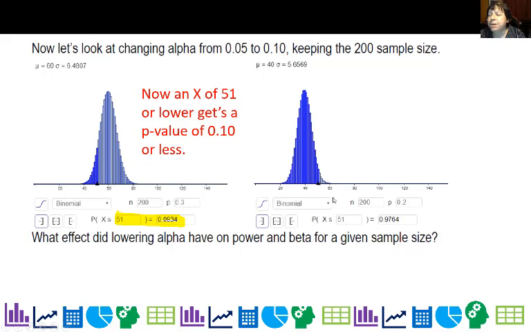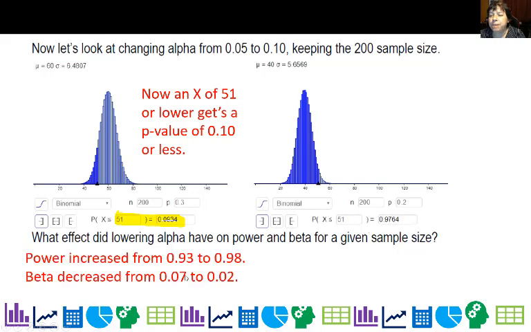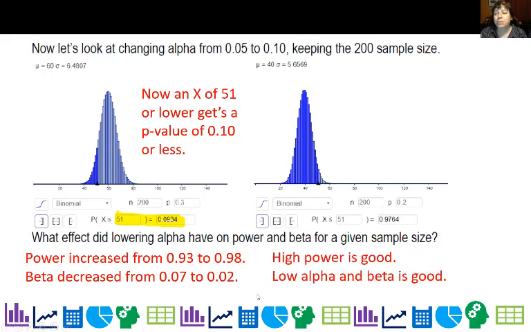Then when I go over here and ask, if x is less than or equal to 51, how much of the true population is that, well, it's 97%. So power, almost 98 actually. So power increased from 0.93 to 0.98 and beta decreased from 0.07 to 0.02. Again, remember these two always add up to 1. So high power is good, low alpha and beta is good as well because alpha and beta are probabilities of error. Power is the probability to detect a difference.